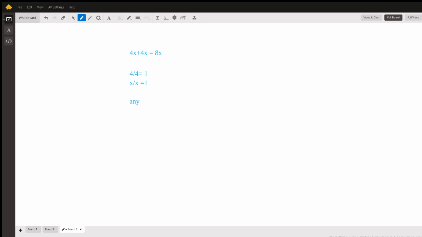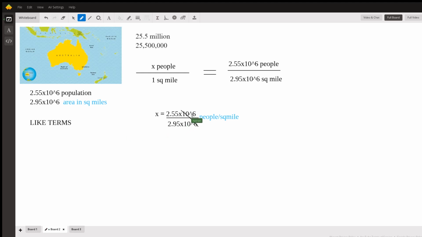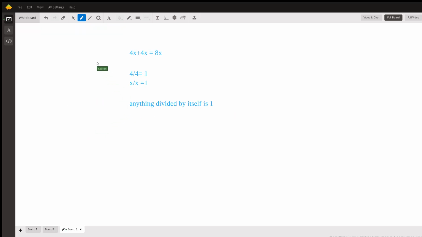Anything divided by itself is just 1. So knowing that the 10 to the 6th divided by 10 to the 6th is just 1, because anything divided by itself is just 1, that makes our lives a lot easier. And now all we are left with is, and I'll write it here on this new board.